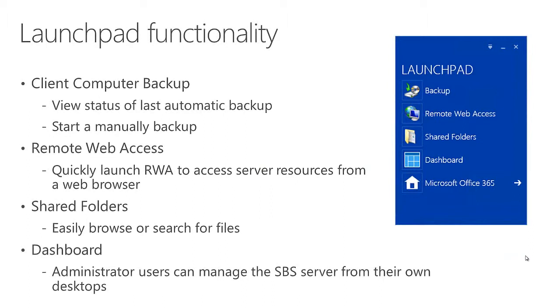So basically the Launchpad has these four main areas that it allows you to do. One is to look at the status of the client computer backup. So again, when you connect your computer into the Essentials environment, by default it will automatically back up that computer to the server overnight or during whatever window of time that you have defined on the server. And you can also use the Launchpad to start a manual backup.